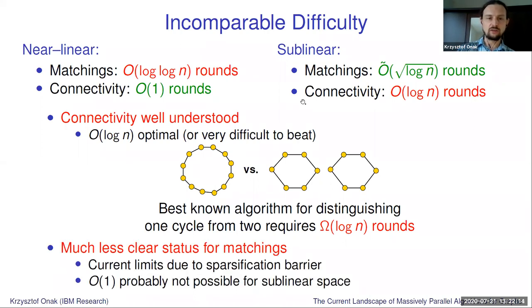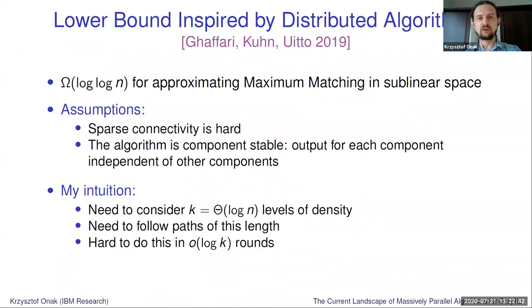And for matchings, the situation is much less clear, right? It seems that the current limits in our algorithms come, to some extent, from the sparsification barriers, the limitations of our techniques. Perhaps there are better techniques that can achieve this. And if I had to make a guess, most likely getting a constant number of rounds in the sublinear regime for matchings is not possible, right? In particular, there's this paper from FOCS last year by Mirrokni, Fabian Kuhn, and Yara Ito, in which they show that approximating maximum matching in sublinear space most likely requires log n rounds, right?